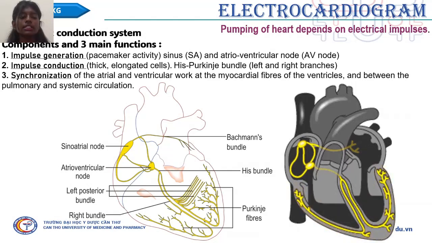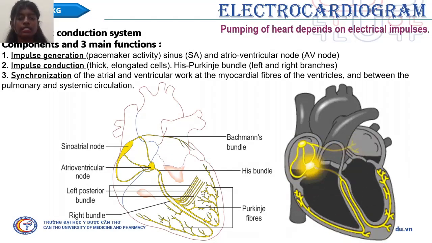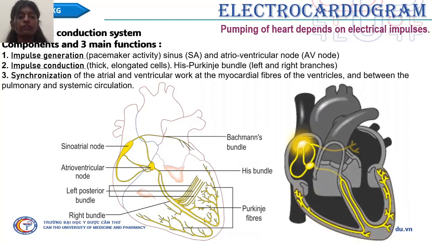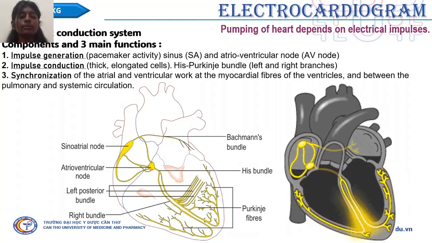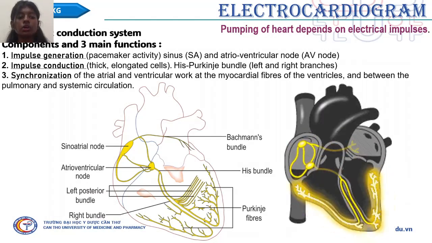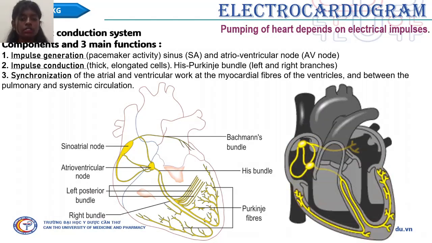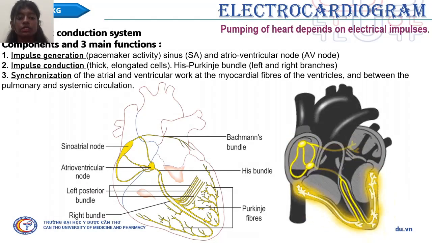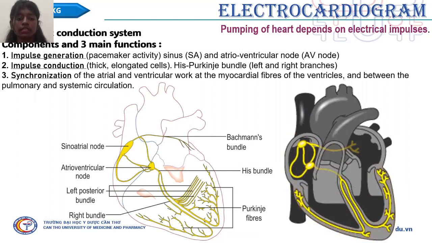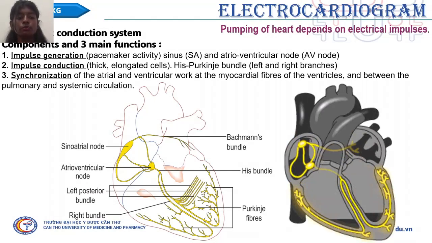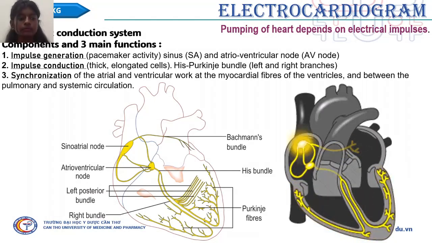1. Impulse generation is done by the pacemaker cells in the sinus, that is, the SA node, and the atrioventricular node, the AV node. 2. Secondly, impulse conduction is done by the cells of the bundle of His and Purkinje fibers, which are thicker, elongated, and fast conducting. 3. Synchronization of the atrial and ventricular work, and between the pulmonary and systemic circulations, is quite essential for the smooth functioning of the heart.